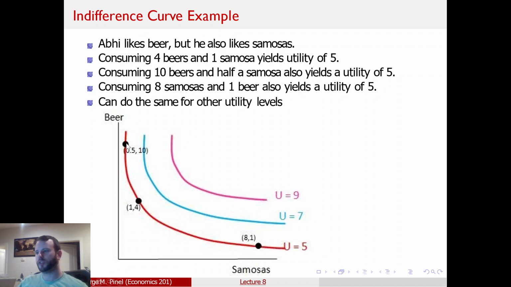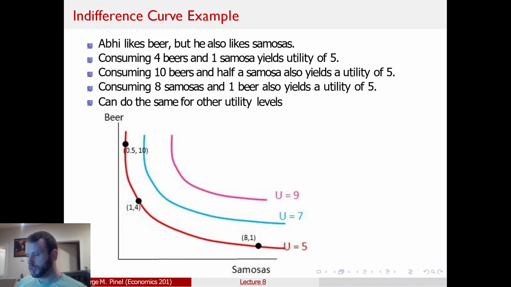So as you increase your samosa count, holding fixed beers, presumably if you like beers, you're going to have a higher utility. Going rightward is going to lead to a higher utility as long as you like samosas. Going up is going to lead to a higher utility as long as you like beer. So the further away from the axis you go, the further northeast you go, the higher your utility as long as you like both goods. If you don't like both goods, then that doesn't hold.